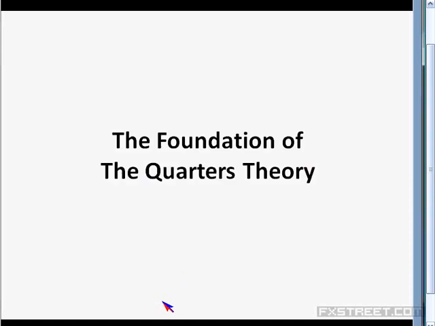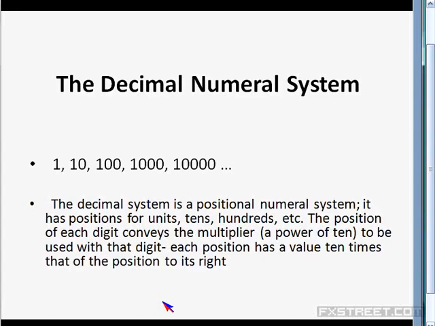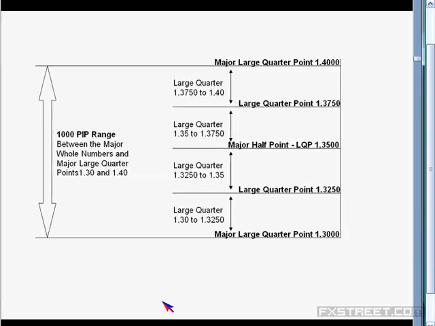In the previous webinar, I showed you the foundation of the Quarters Theory. For those of you who are not familiar with it, let me just quickly remind you what the Quarters Theory is all about. What I do is I propose with the Quarters Theory that every significant price move occurs from one large quarter point targeting another large quarter point.